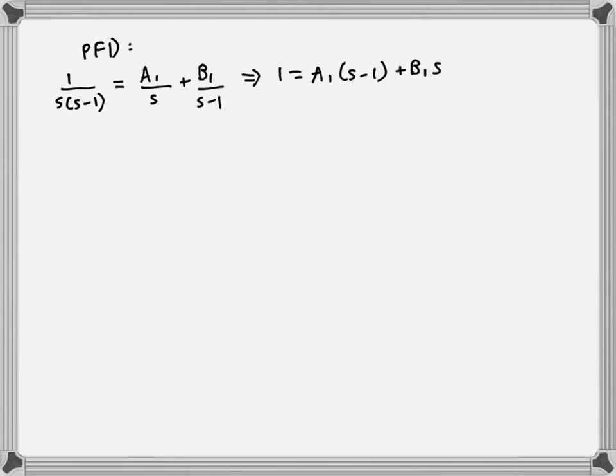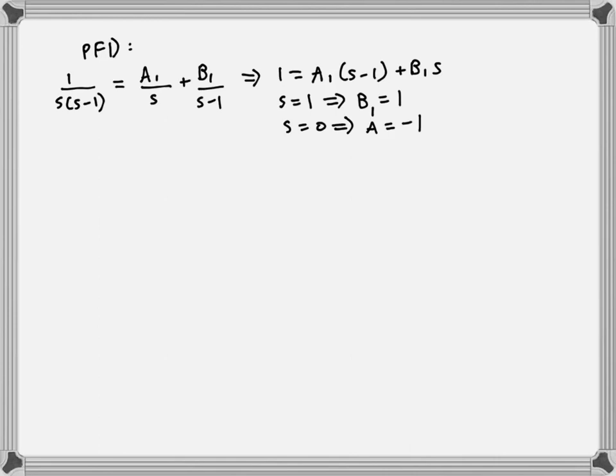So here's going to be our partial fraction decomposition. So let's begin with the first guy. Remember, we had 1 over s times s minus 1. And I'm going to start by writing this as a1 over s plus b1 over s minus 1. And this gives me that 1 is equal to a1 times s minus 1 plus b1 times s. If I plug in s equals 1, this just gives me that b1 is 1. If I plug in s equals 0, this gives me that a1 is negative 1.